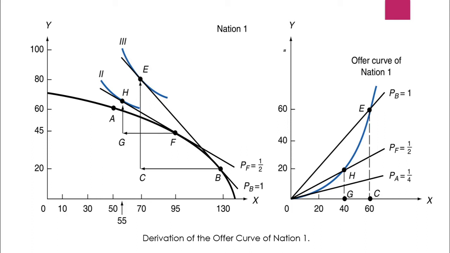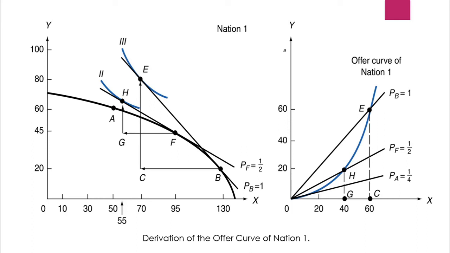Similarly, let us assume that in the international market, the price ratio changes and the price of commodity X decreases. So the terms of trade becomes slightly unfavorable to nation 1, and the new terms of trade line is denoted by PF is equal to 1 by 2, and the point of production shifts to point F, where the production possibility frontier is tangent to the terms of trade line.